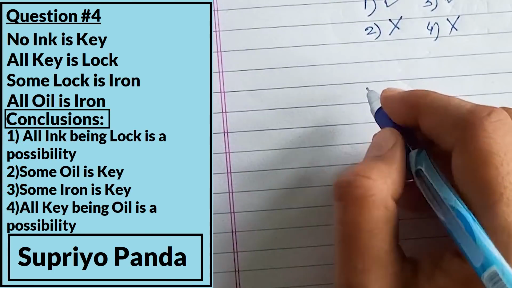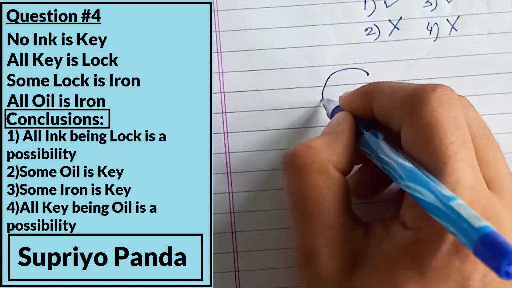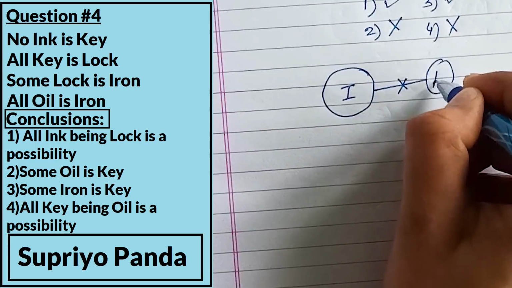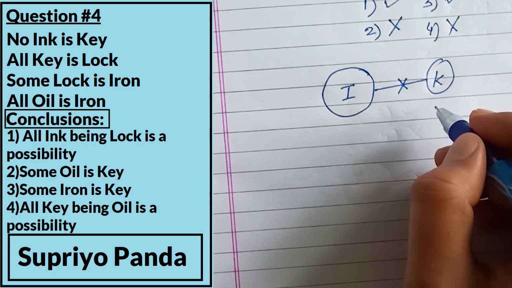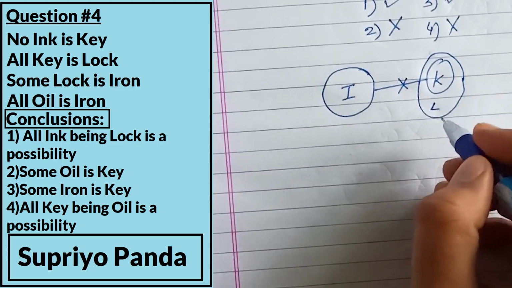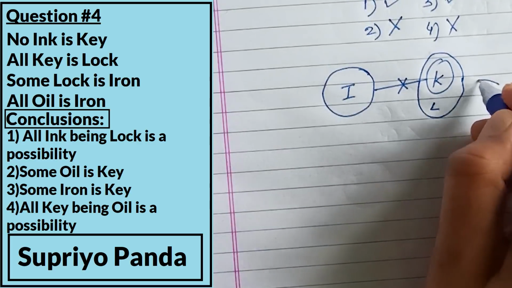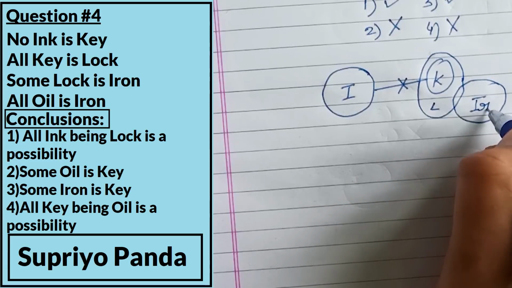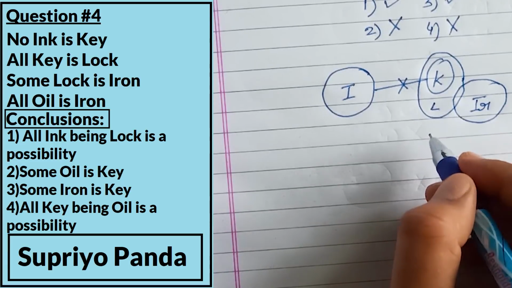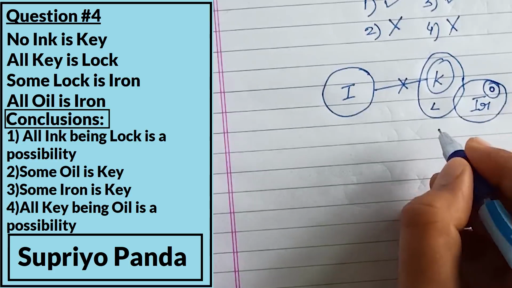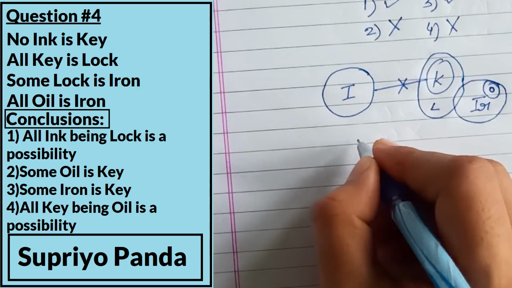Coming to the final problem now, no ink is key. Fine. So we can represent like this. Now all key is lock. Fine. So we can use this. Some lock is iron. Okay. Now remember, you have already used I. So some lock are iron. This is like this. All oil is iron. Okay, so you can put O over here inside. Now let us see the conclusions.